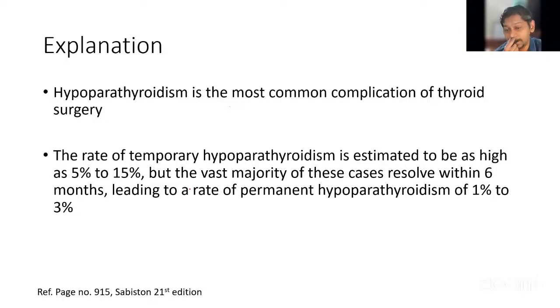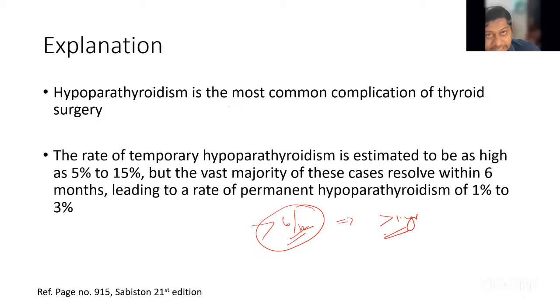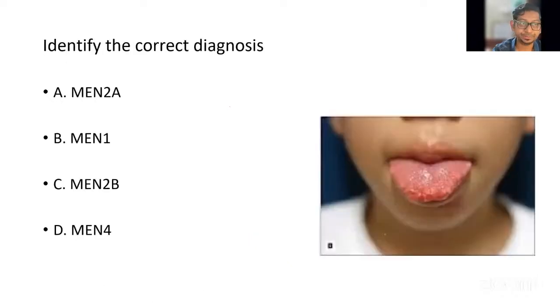permanent hypocalcemia, the previous definition for permanent hypocalcemia was 6 months. So hypoparathyroidism that is lasting more than 6 months occurs only in less than 3% of patients. However, the current definition, in the latest guidelines, the definition of permanent hypocalcemia has become 1 year. So more than 1 year. That is a recent change, 2023 guidelines. It is saying that more than 1 year is permanent hypoparathyroidism.